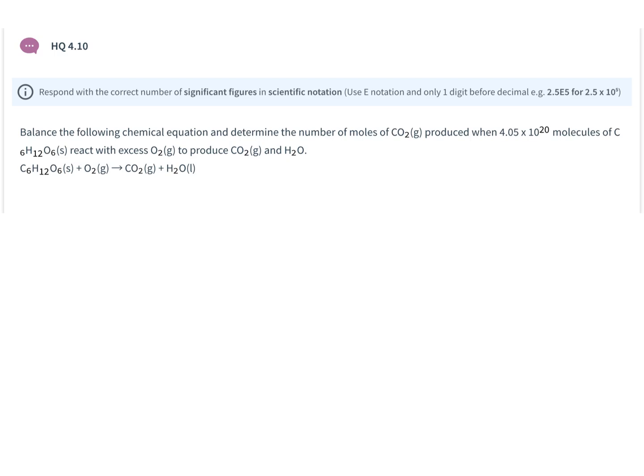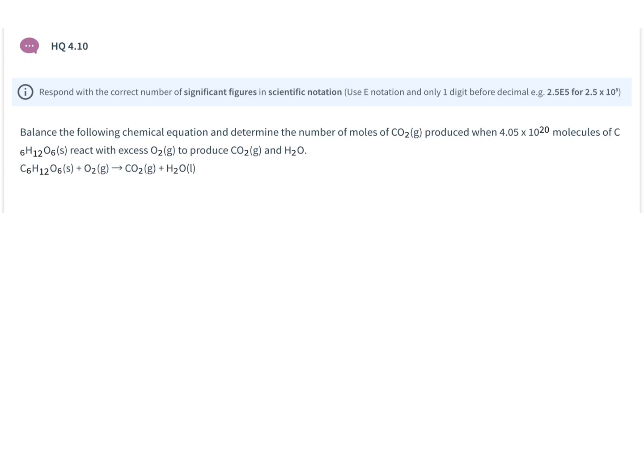For question 10, we're given the following information. We're asked to balance the following chemical equation and determine the number of moles of carbon dioxide produced when 4.05 times 10 to the 20 molecules of glucose react with excess oxygen to produce carbon dioxide and water. So first we should balance this equation.